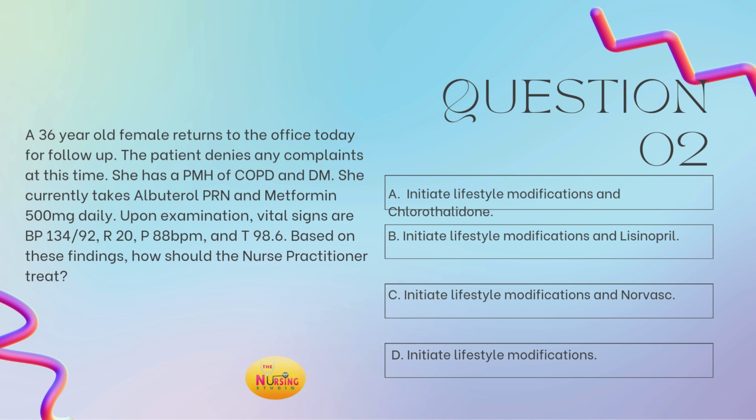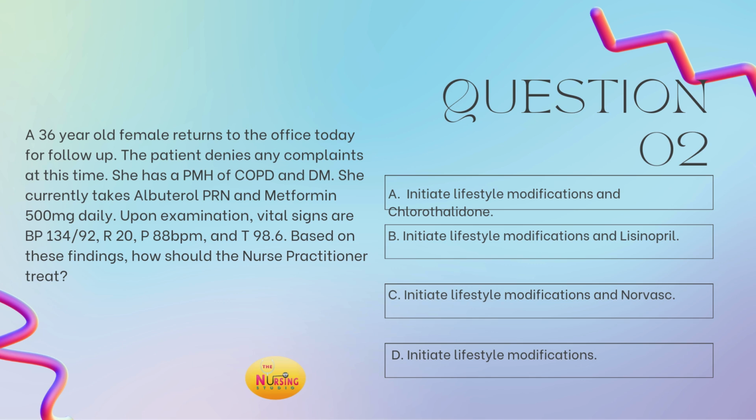So again, we're starting from the top. Look to see if they provided you with an age, a gender, an ethnicity, because all these things can tie into how you need to maneuver, right? So a 36-year-old female returns to the office today. So a 36-year-old woman, right, female. The patient denies any complaints at this time. She does have a past medical history of COPD and diabetes. You want to put that to the side also.